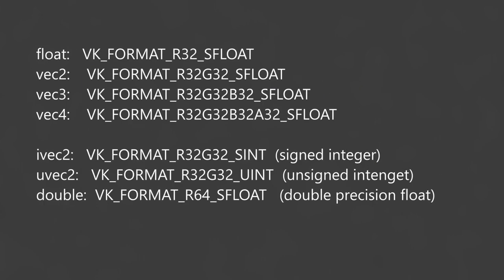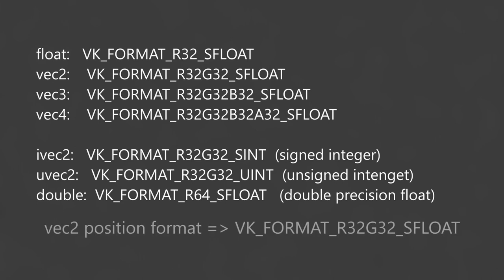These are some commonly used data types and formats. Note that even though the format implies a color-like structure, we use the same format even if we are representing non-color data. For example, the vec2 position attribute would still use a VK_FORMAT_R32G32_SFLOAT, even though it's not a color.